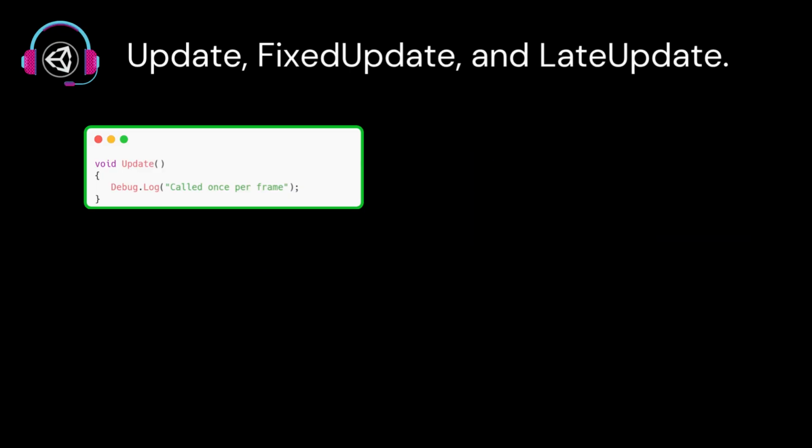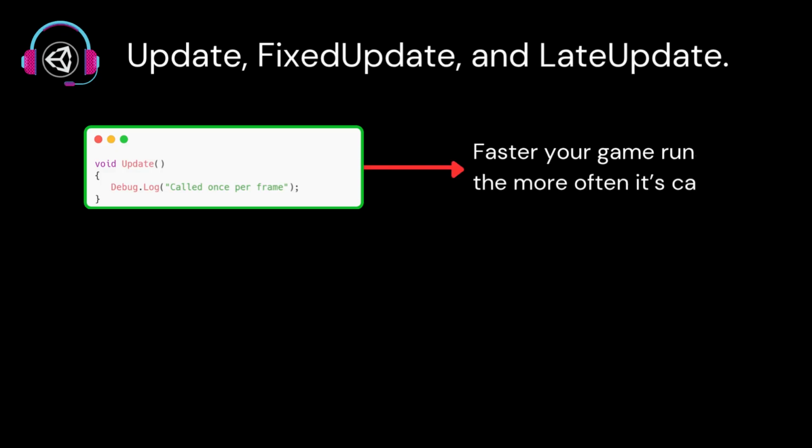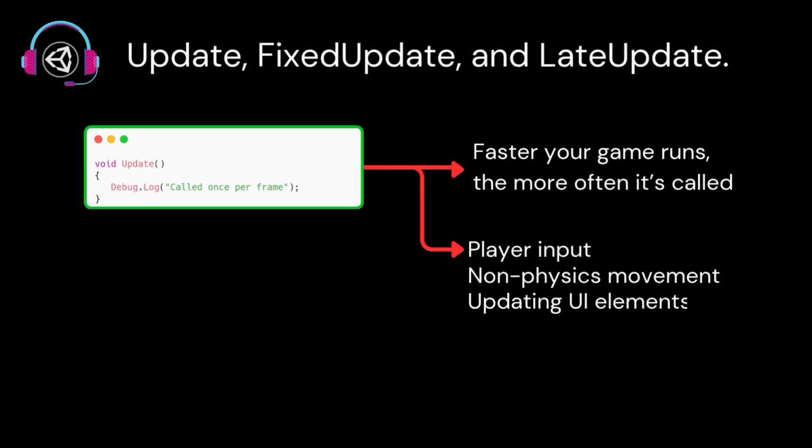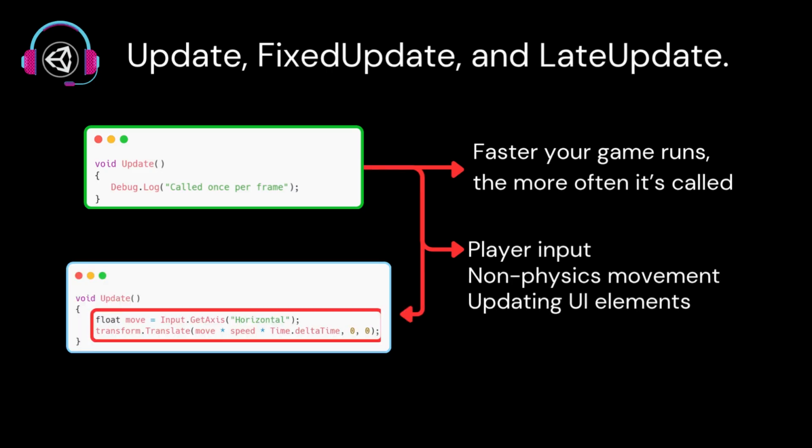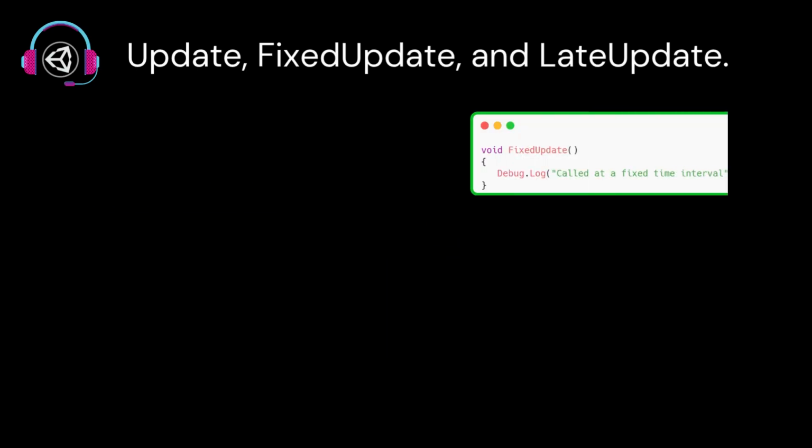Let's start with Update. Update is called once per frame. That means the faster your game runs, the more often it's called. It's perfect for logic that needs to run every frame, like reading player input, handling non-physics movement, or updating UI elements. When moving an object in Update, remember to multiply by Time.deltaTime. This ensures a consistent movement speed across different frame rates, so your game feels smooth no matter how powerful the device. Next up is FixedUpdate.